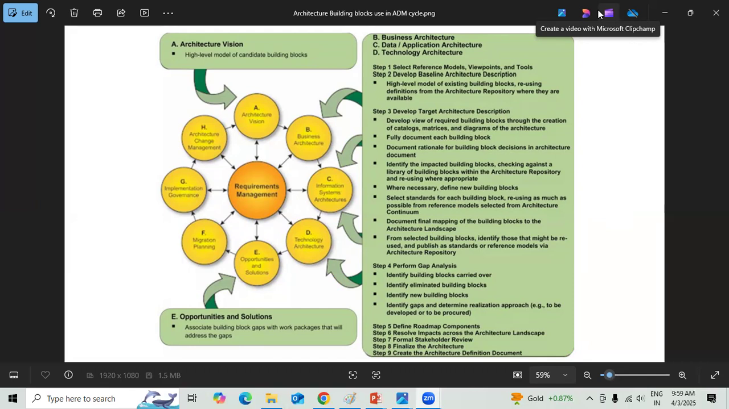We have architectural vision as point number one. Second, we have business architecture, as I told you. Third is information systems architecture, followed by the technology architecture and all. Next are opportunities and solutions, migration planning, implementation governance, and architectural change management. So these are the different elements that are part of the TOGAF framework when we are implementing.